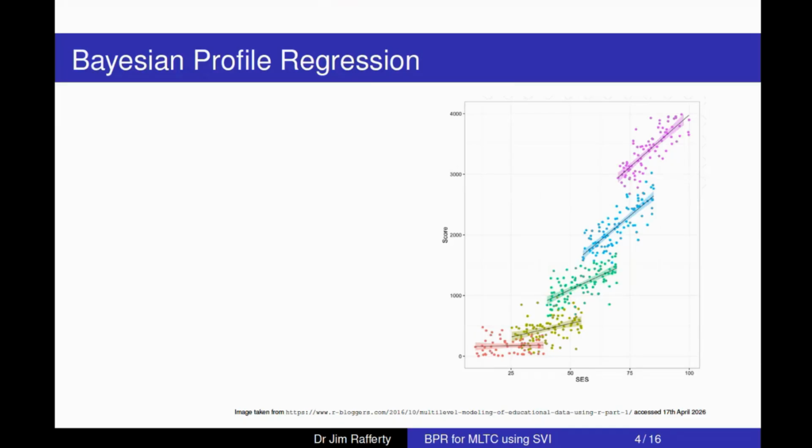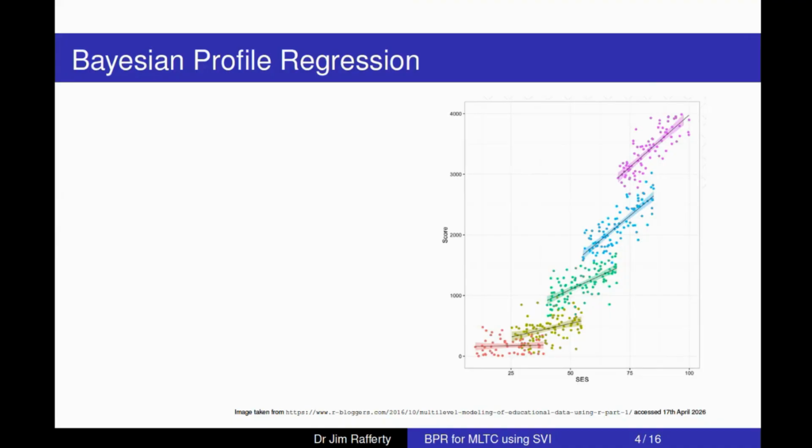BPR is a composite model. One way of thinking about it is in the context of multi-level modeling. You see on the right of the screen an example that's very commonly used to make the case for multi-level modeling. On the x-axis, you have socioeconomic status. On the y-axis, you have a test score, like an educational attainment score.